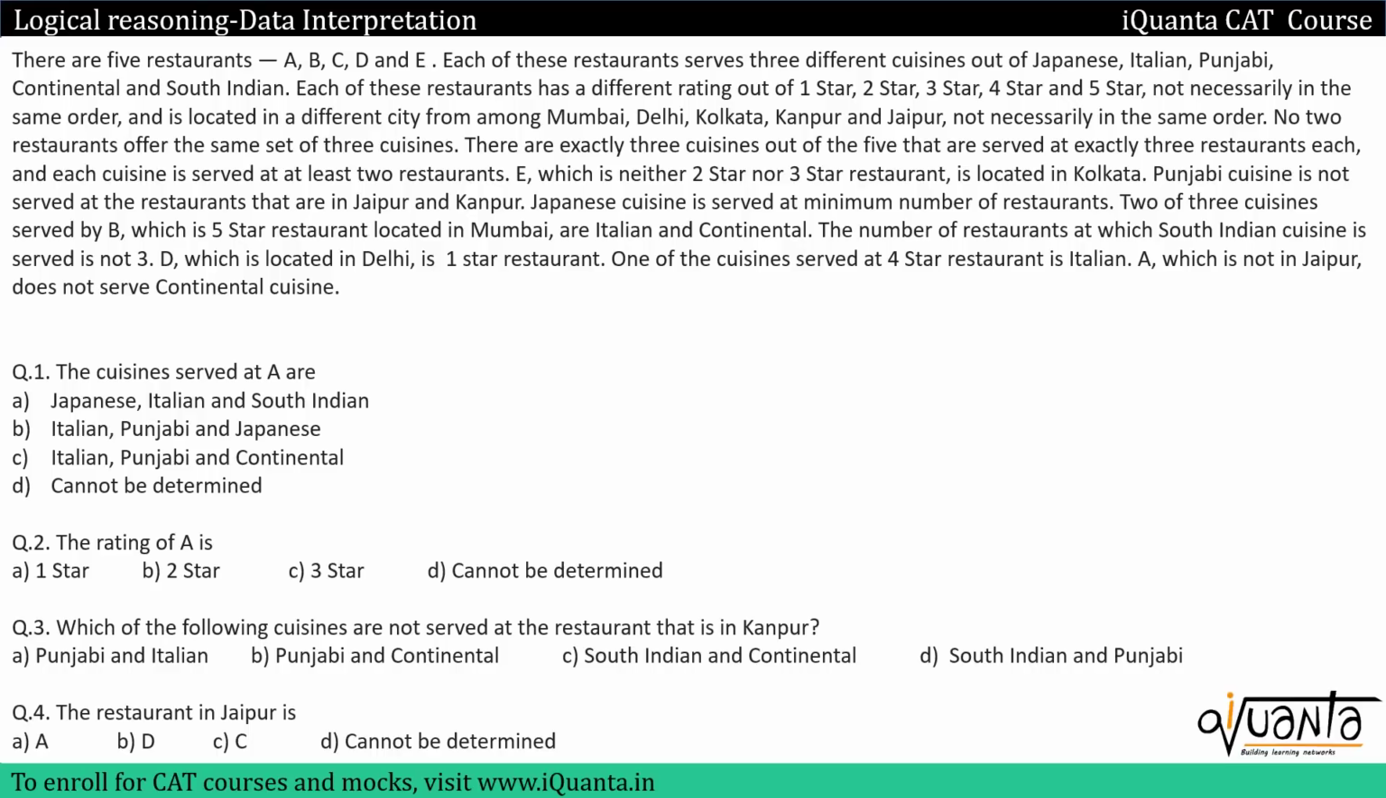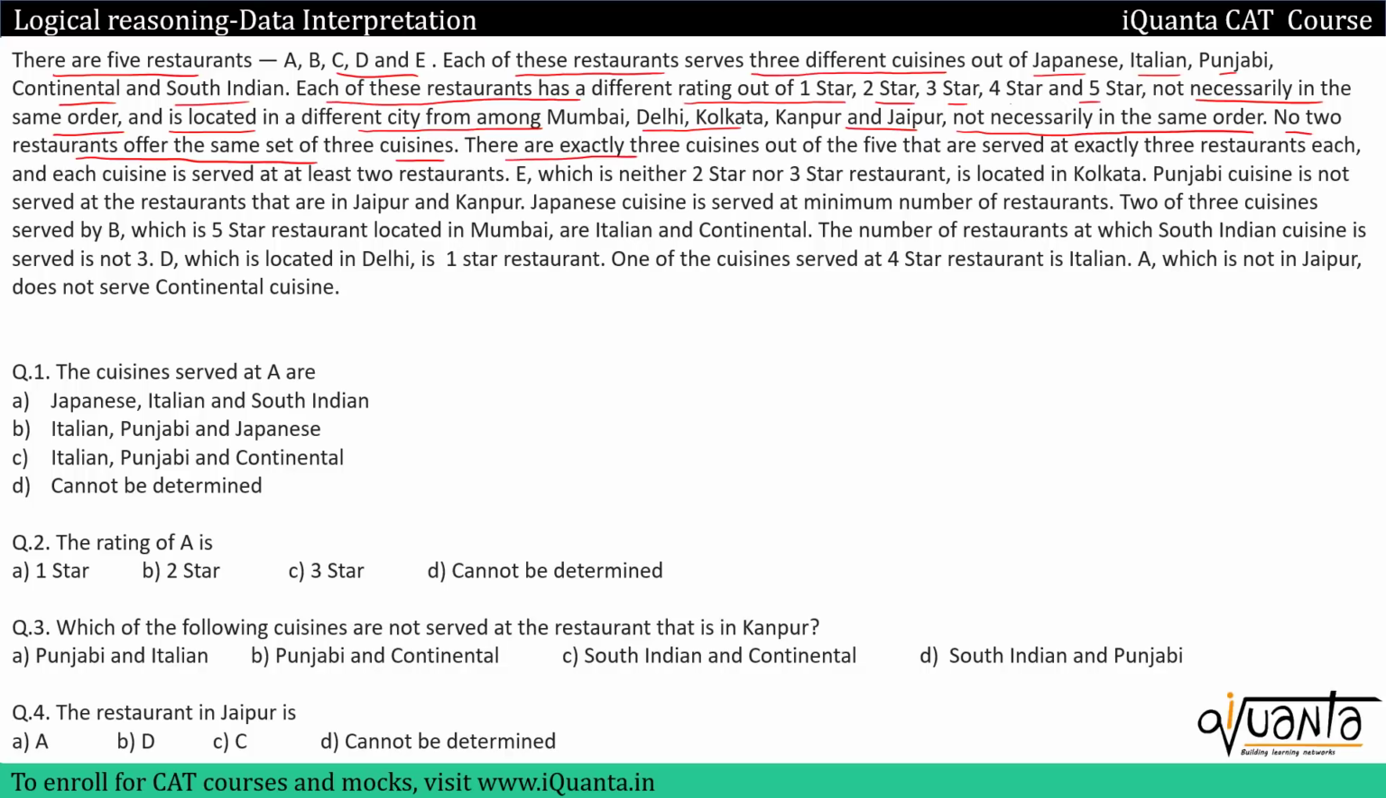Okay. So the question is, there are 5 restaurants A, B, C, D, E. Each of these restaurants serves 3 different cuisines out of Japanese, Italian, Punjabi, continental and South Indian. Each of these restaurants has a different rating out of 1 star, 2 star, 3 star, 4 star and 5 star, not necessarily in the same order, and is located in a different city among Mumbai, Delhi, Kolkata, Kanpur and Jaipur, not necessarily in the same order. No two restaurants offer the same set of 3 cuisines.